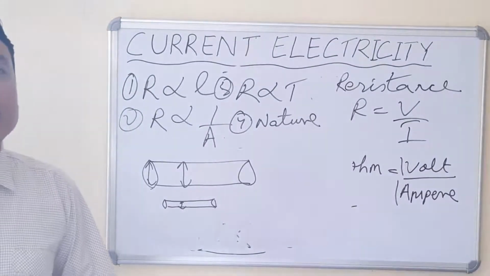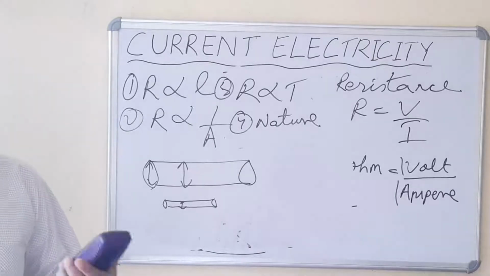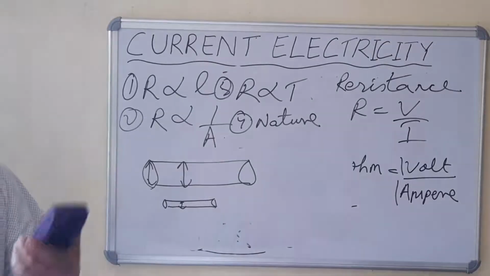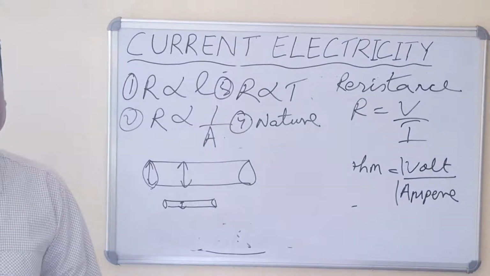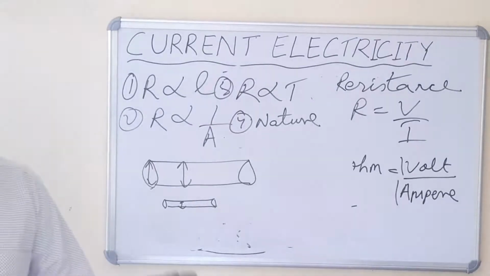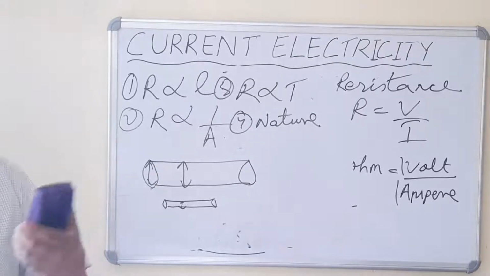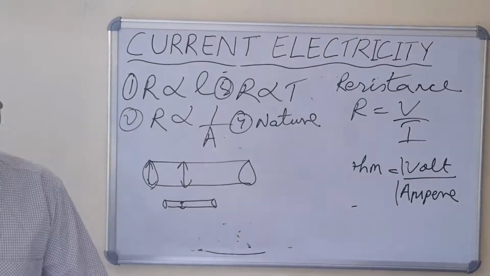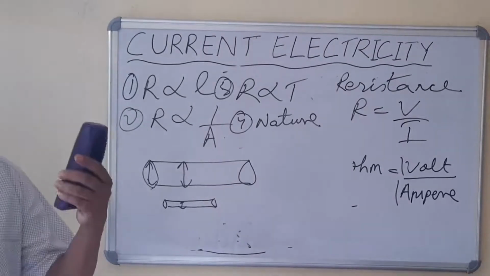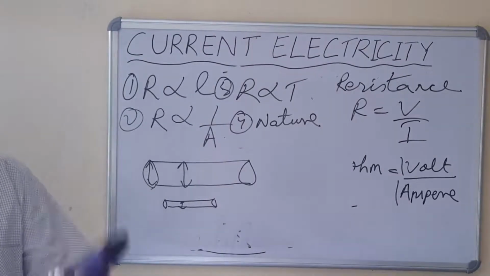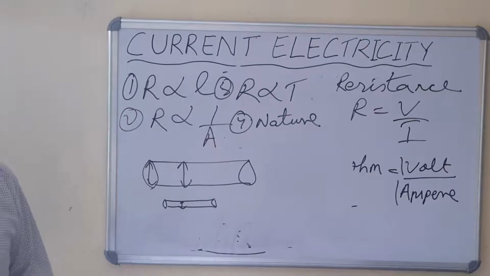What type of conducting wire you have taken? You can take copper, silver, aluminium. Any kind of wire, any kind of metal you can take. Some metals have very high resistance, some have low resistance. Metals like aluminium, silver and copper have low resistance.